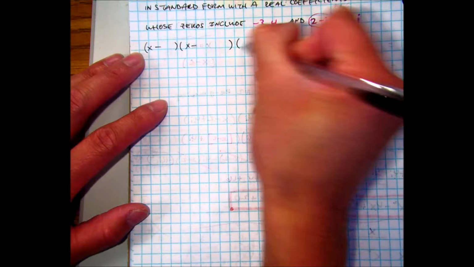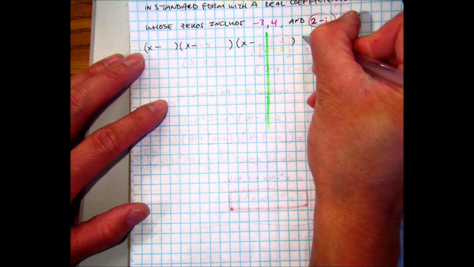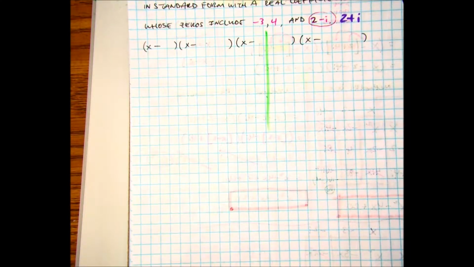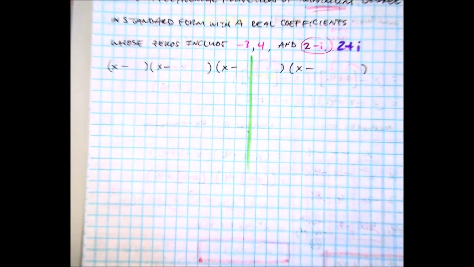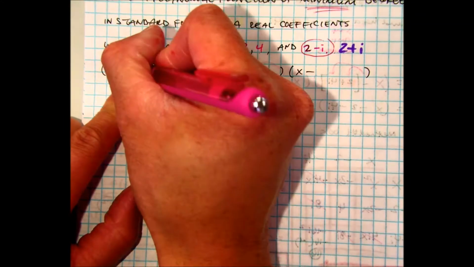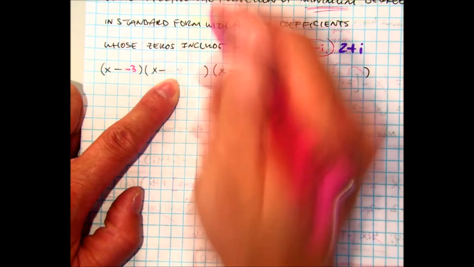Now it's really easy, I should have put that green line there. It's really easy to lose track of the things that you're putting in there, especially distributing the negatives. So notice how I'm going to put my zeros now in pink. There's my 4.